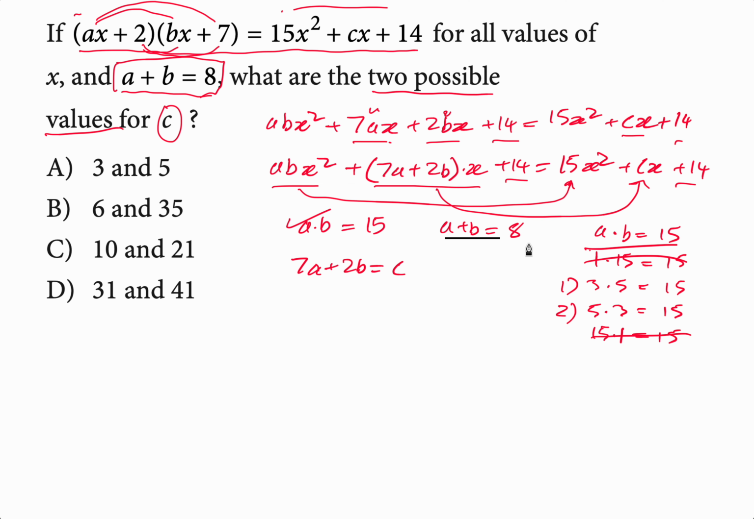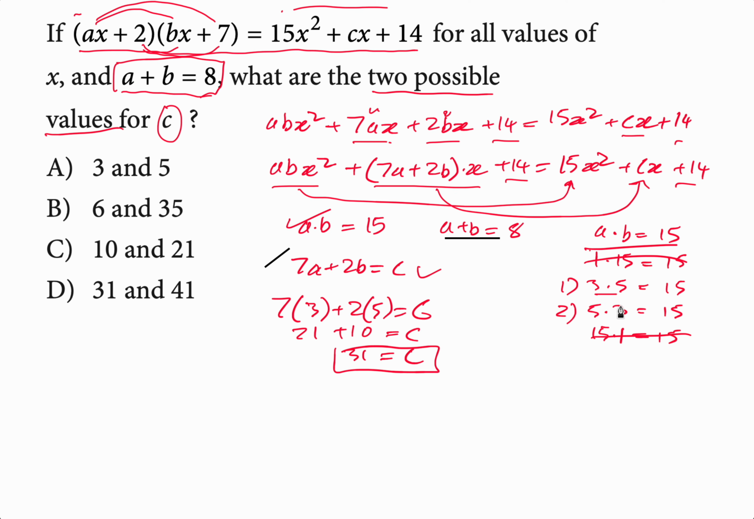Once we have these two, we can now plug into this equation here. Let's get the first one, 3 and 5. Let's say a is 3 and b is 5. So what do we have? 7 times 3 plus 2 times 5 equals c. So this is 21 plus 10 equals c. Then 31 equals c. All right, so that's one answer.